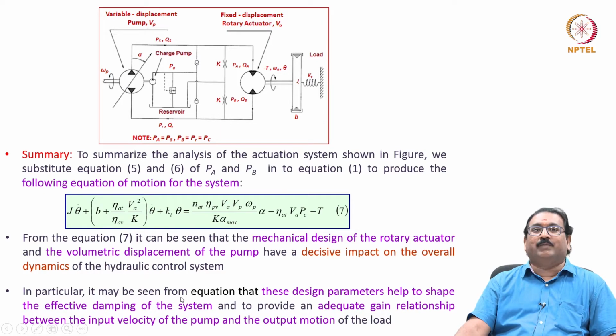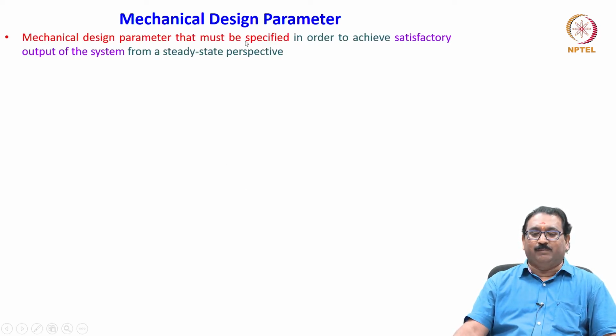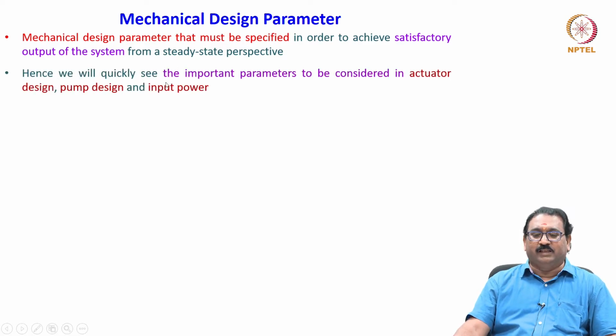In particular, it may be seen from the equation that these design parameters help to shape the effective damping of the system and to provide an adequate gain relationship between the input velocity of the pump and the output motion of the load. Now, quickly we will see the mechanical design parameters. Mechanical design parameters must be specified in order to achieve satisfactory output of the system from a steady state perspective. Hence, we will quickly see the important parameters to be considered in actuator design, pump design and input power.